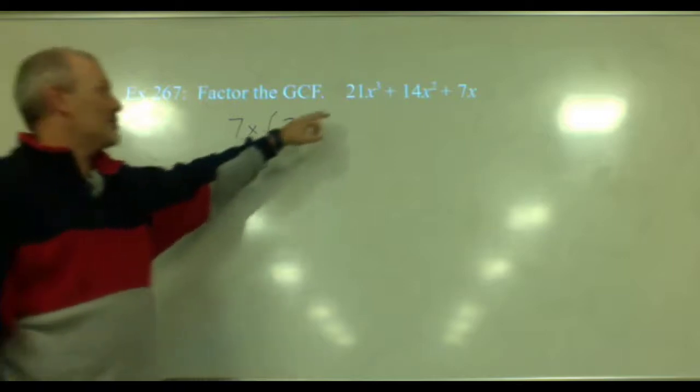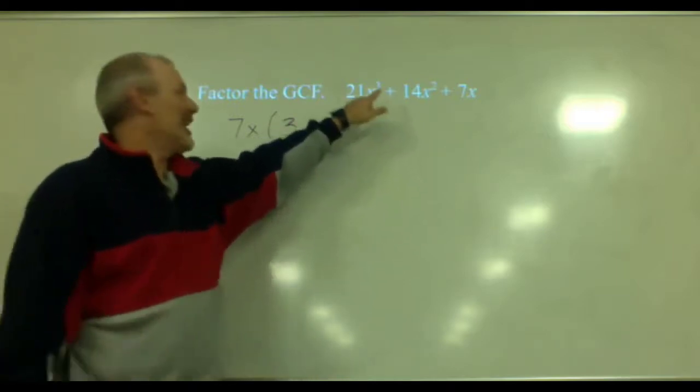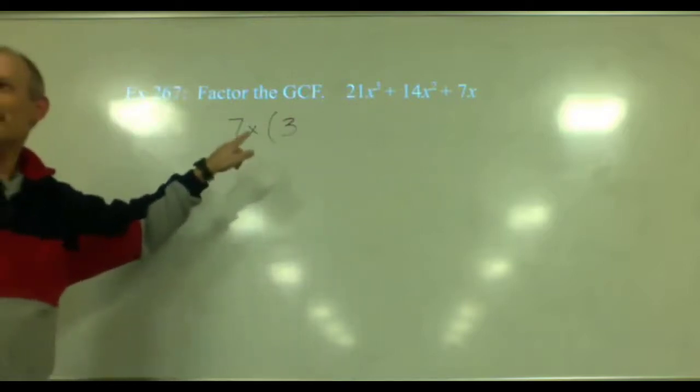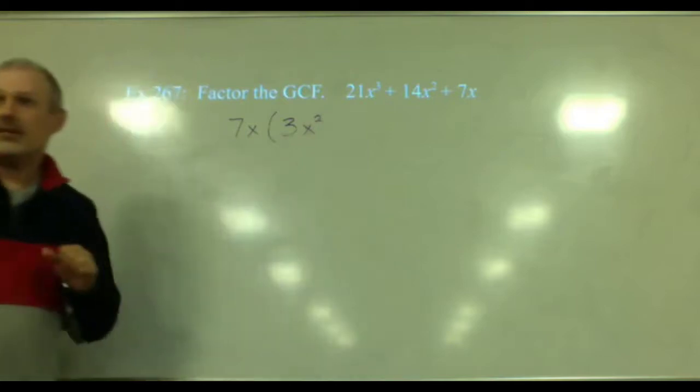If you want to think about the groups, how many x's do we have here? We have 3. We're factoring out one of them, right? So we have 2 left, x squared. Does that make sense?